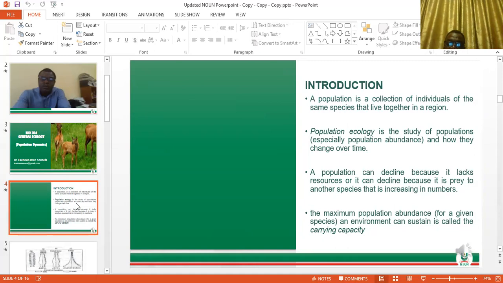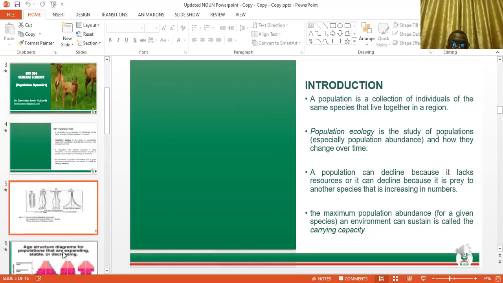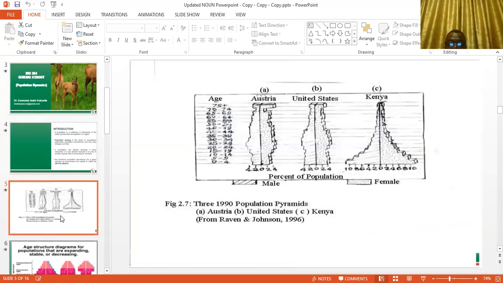So population regulation is affected by two factors, either abiotic or biotic factors. We also looked at what carrying capacity is, the maximum population abundance an environment can sustain over time. And we looked at population pyramids. You can see three states, like United States, Kenya, and Australia. That is what the population looks like.